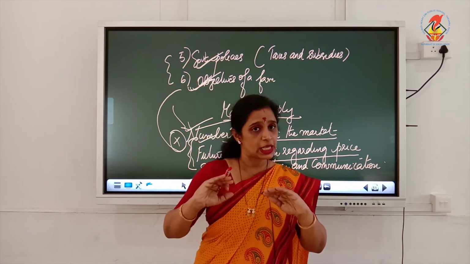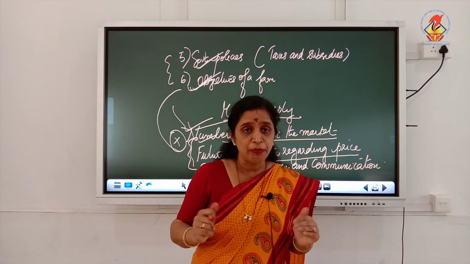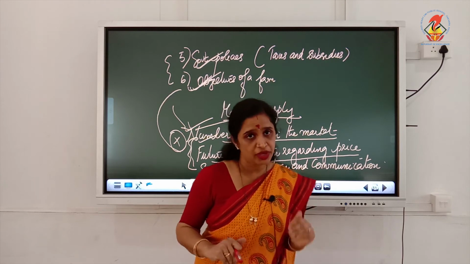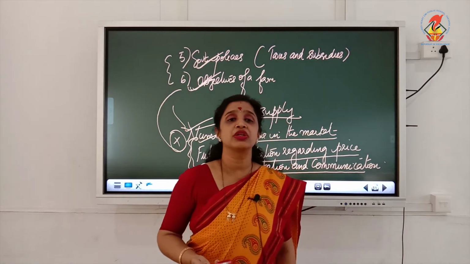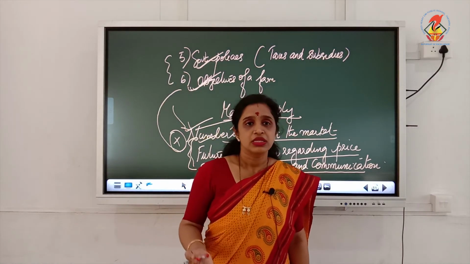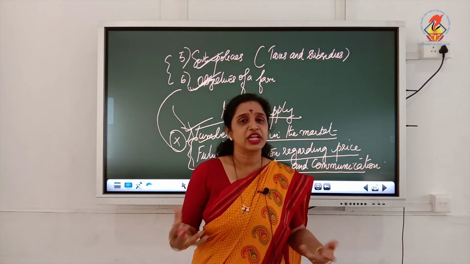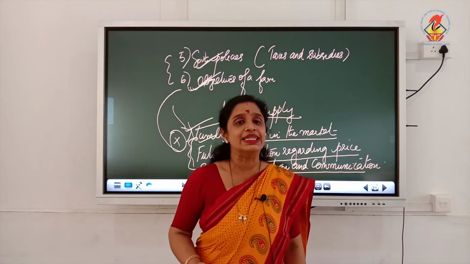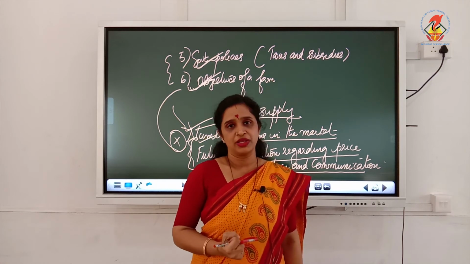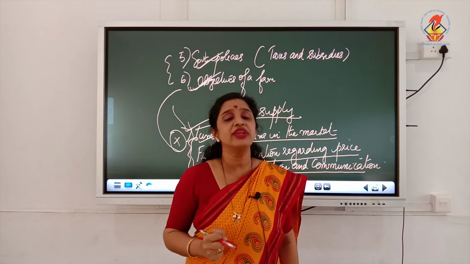Therefore, if they expect that the price is going to rise in the future, they will supply less at present. Now, next one is good transportation and communication. In the places where there are good transportation and communication facilities, supply will be more. But in very rural areas, transportation and communication is not up to the mark. In those places, supply will be delayed and there will be less supply. So, supply and its effectiveness depend on good transportation and communication.